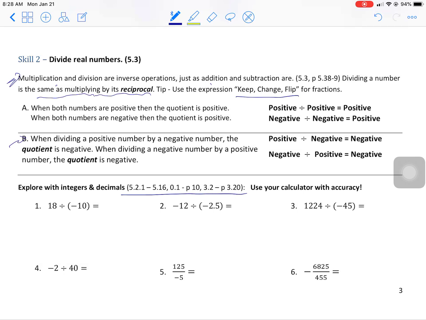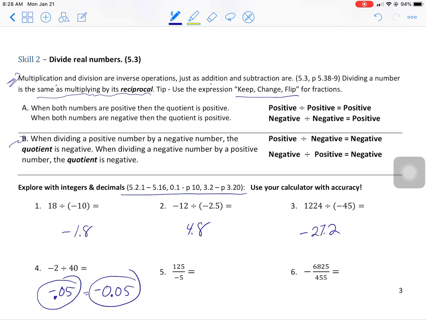But let's do it. Okay, so positive divided by a negative would be a negative 1.8. A negative divided by a negative should be a positive 4.8. A positive divided by a negative should be a negative. That's a typo on the key. And a negative divided by a positive. Remember, that's the same as putting this here, whichever way you want to go with that.